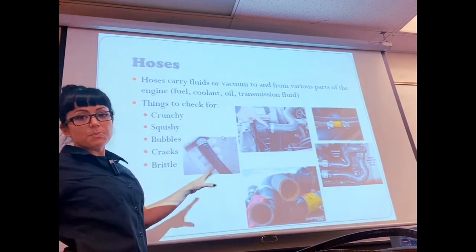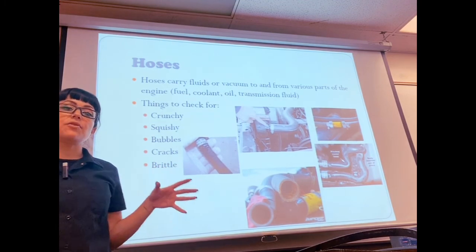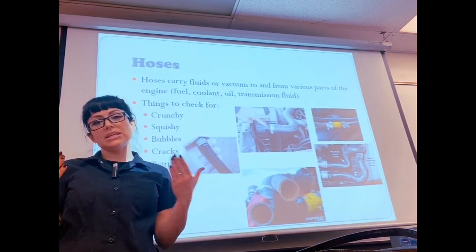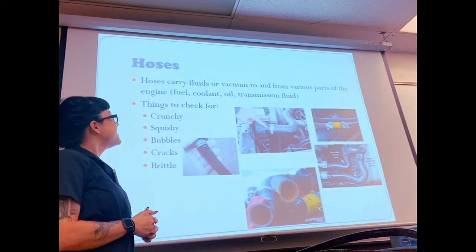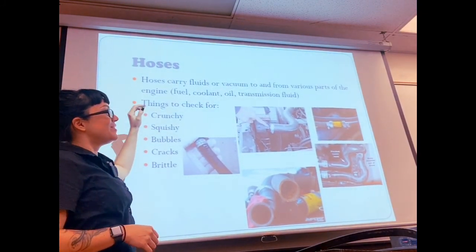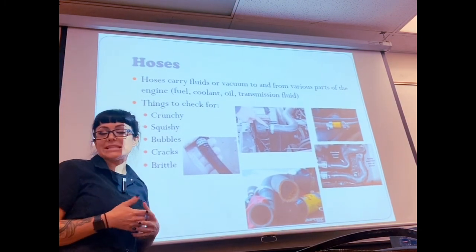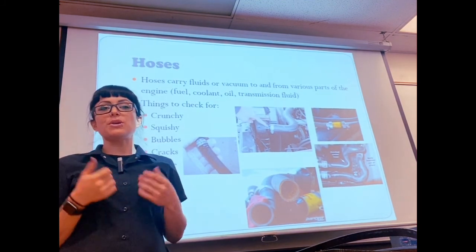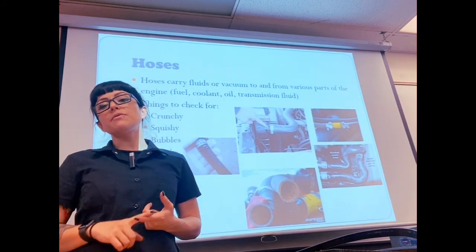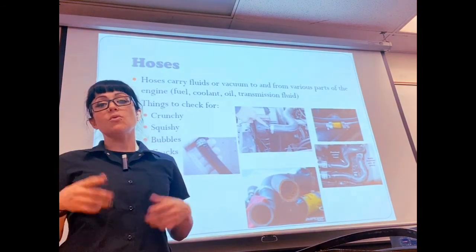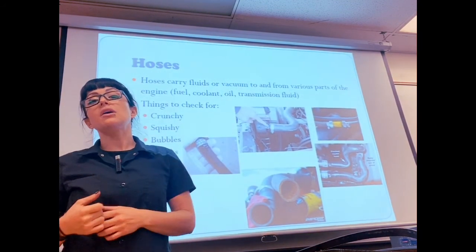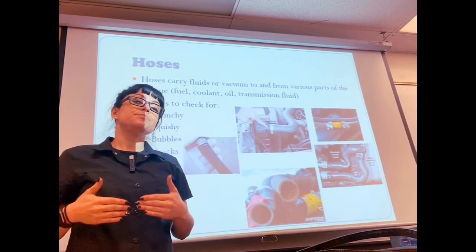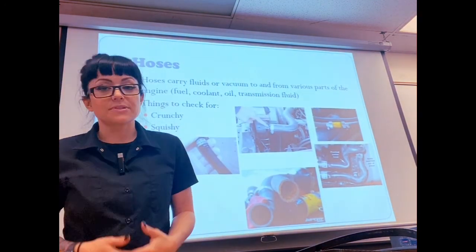And I gave you guys some good pictures that you probably can't see here very well. But when you're checking your hoses, first and foremost, let's talk about what hoses do. The ones that we're going to be paying close attention to are going to be coolant hoses, either going to and from the radiator, so those are called our radiator hoses, or they're going to and from the passenger compartment on the backside of the firewall. Those are going to be your heater hoses.